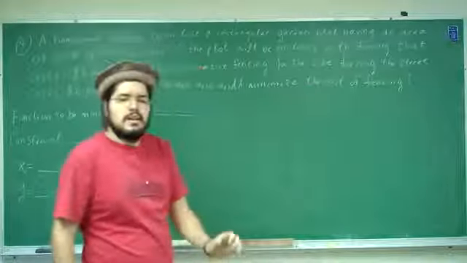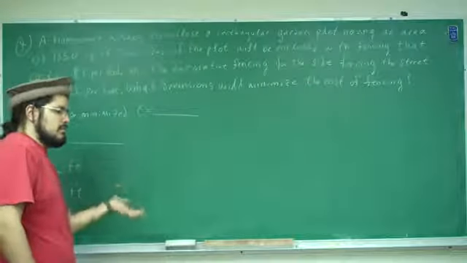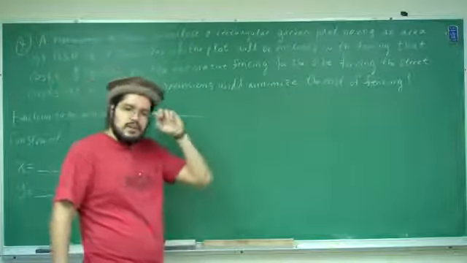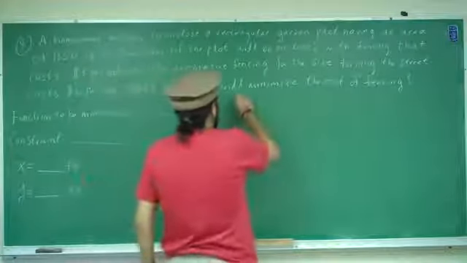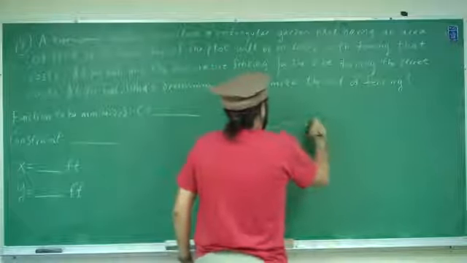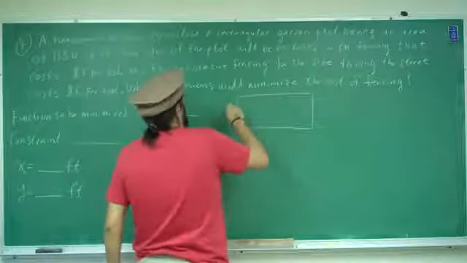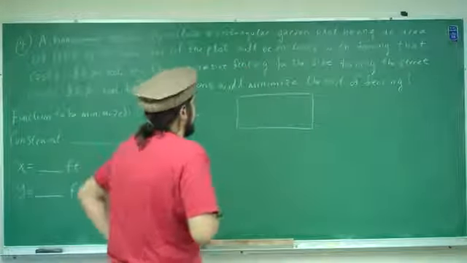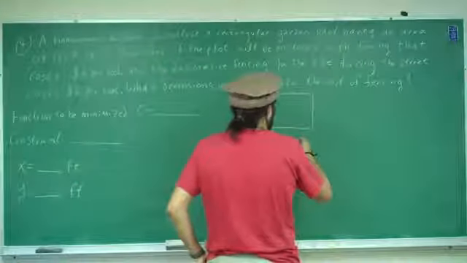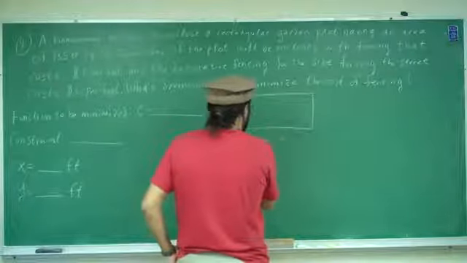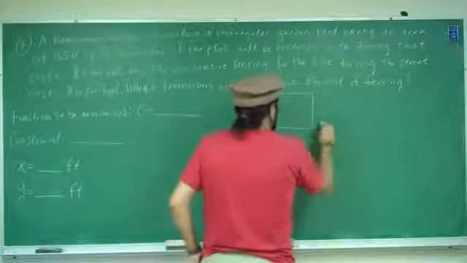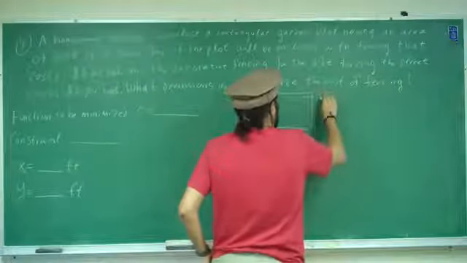So this is a word problem dealing with minimum and maximum using the first derivative test. So what we want to do is first, I like drawing the picture, see what we have. So we have some rectangular garden or plot, and let's call this the x value. Now let's call this the y value.